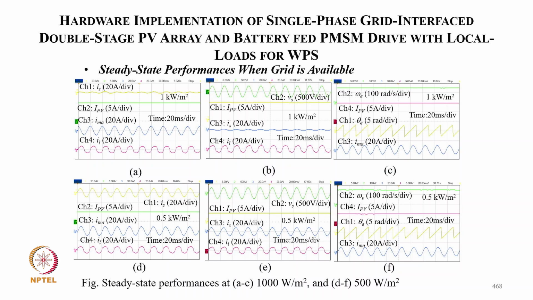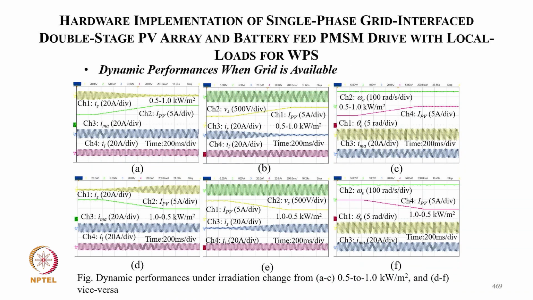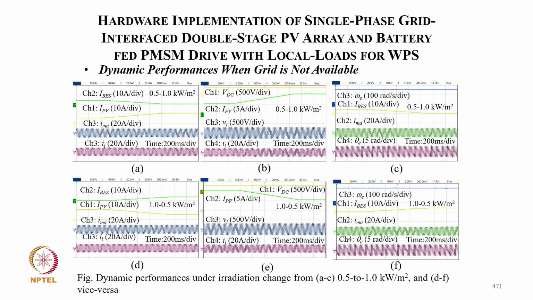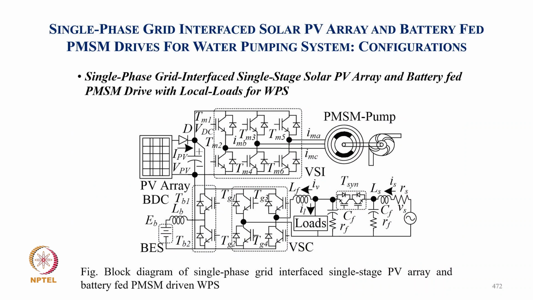These are the performance, supply current, PV current, motor current, and the load current, and then the position, then the load voltage, load current, and all performance parameters. And then for increase of the solar power, decrease of solar power, so accordingly grid power changes. And then typically for 1000 watt per meter square and 500 watt per meter square. Then increase in solar insolation and decrease in solar insolation.